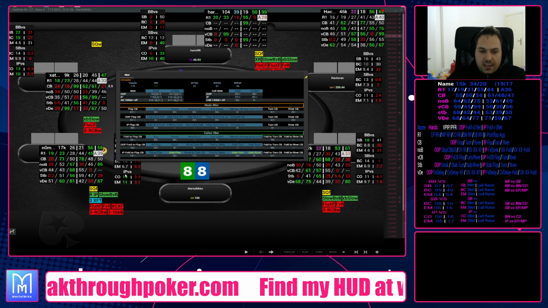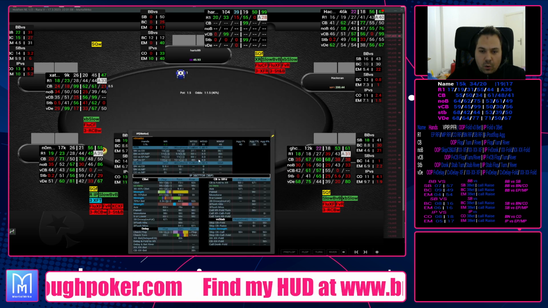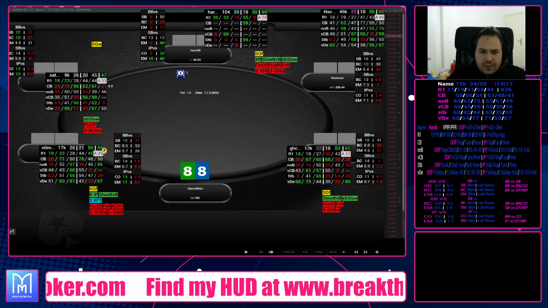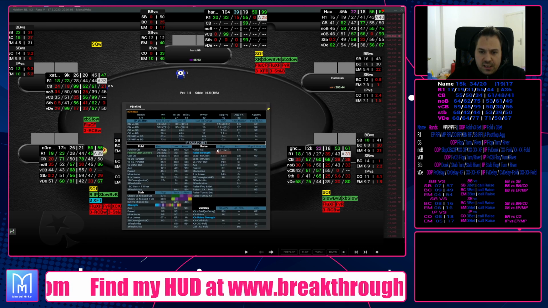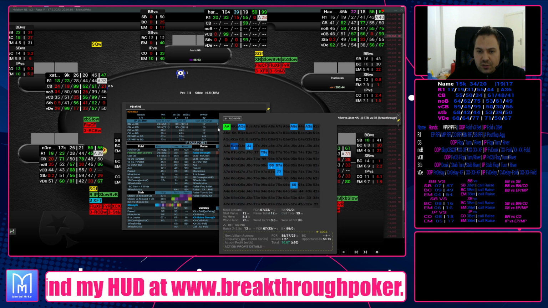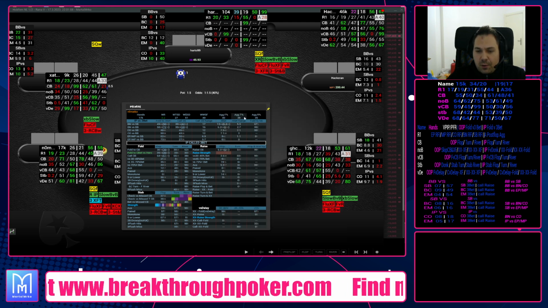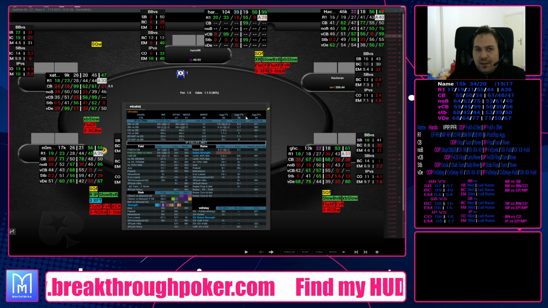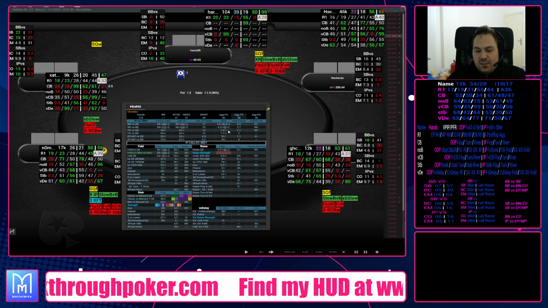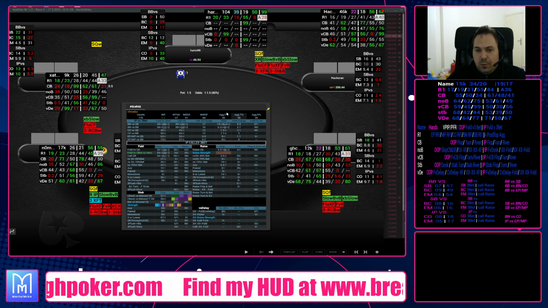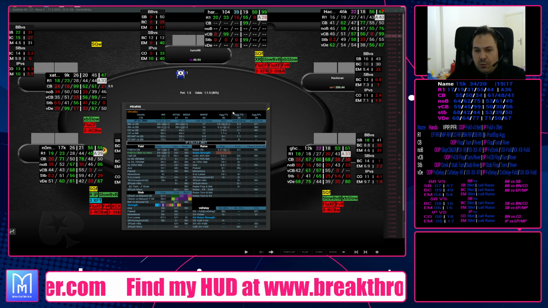You also have it here for all the positions. If you want to go deeper in it, you can just see for every position their 4-bet and 4-bet range. I think 4-bet range is better, more precise. It's better than just the pure 4-bet percentage, because it will give you an idea about the range.